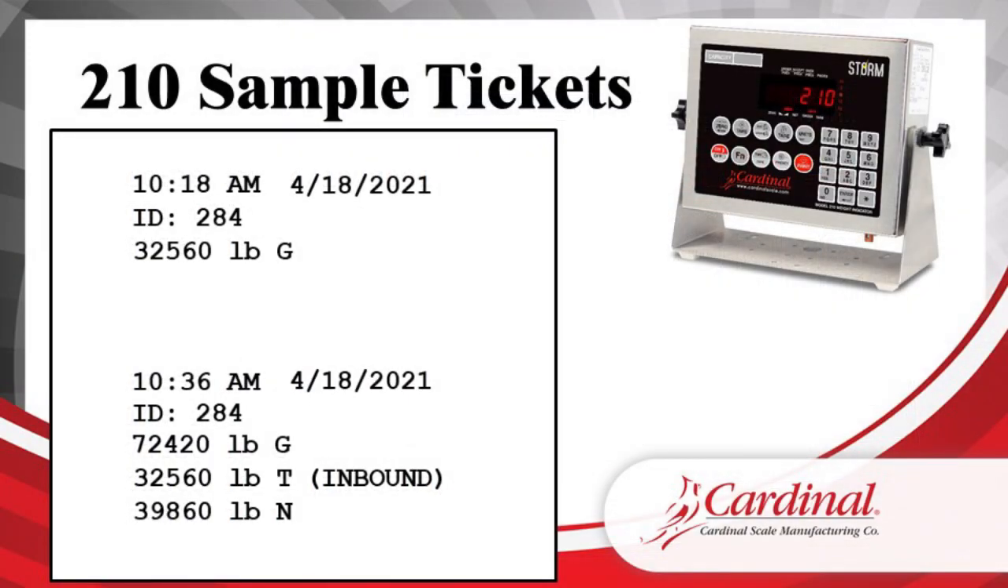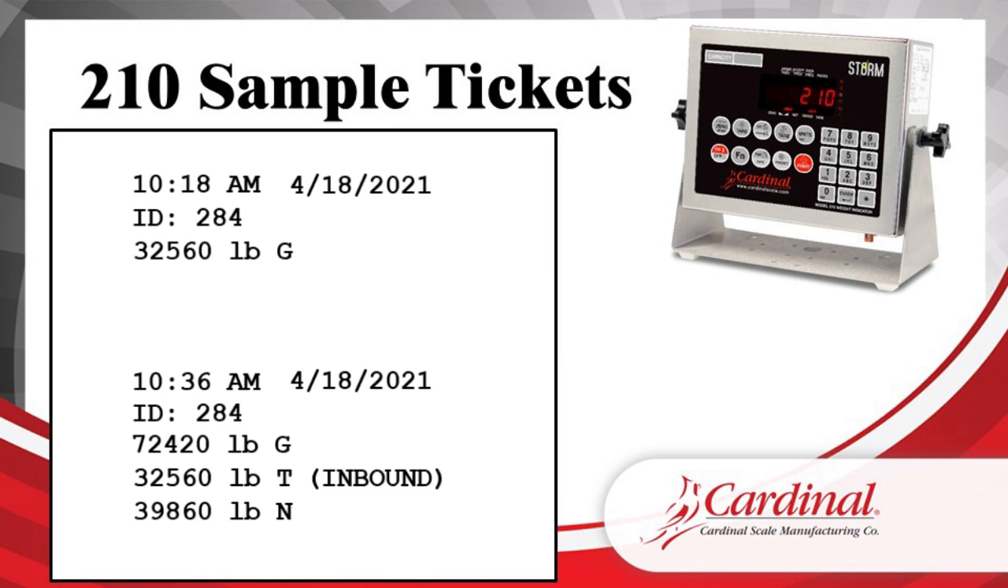So before we move on to the 225, I want to take a look at the 210 weight ticket itself. So up on the screen now, you can see the top line shows the time and the date and the ID and the gross weight at the top. So this screen shows the first pass ticket at the top and the same weighment, but the second pass on the bottom. You'll notice the first 3 lines are the same information. So on the second ticket, it also has the time and date on the first line, and then the ID on the next line, and then the gross weight on the third line.